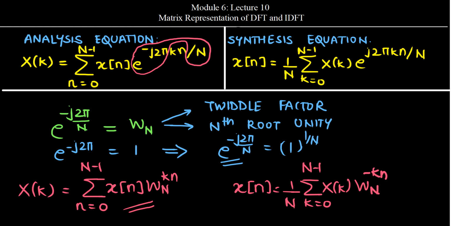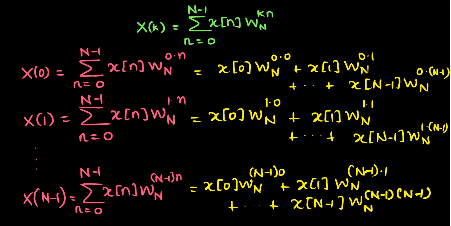So now we will consider these two equations and try to represent them using matrix form. Initially let us consider the analysis equation. We have X of k equal to this formula, and we know that the range of k is from 0 to N minus 1. So for this X of k, we are going to get N points for k ranging from 0 to N minus 1. Similarly, we are going to vary n from 0 to N minus 1.